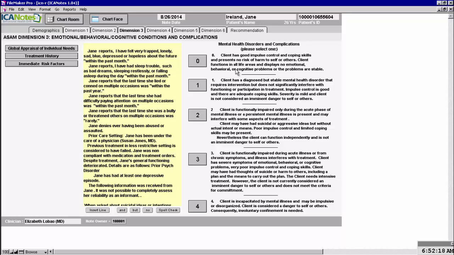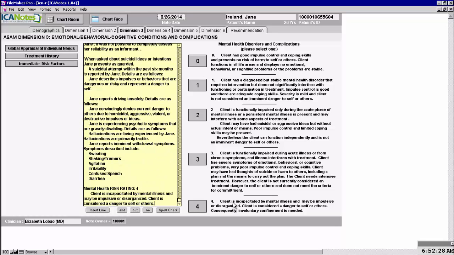We can come over here, and there is a mental health disorders and complications scale that we can put in here. Starting at 0, once again, if this patient has good impulse control and coping skills, they would be at a 0. I'm going to come down here and select number 4 for our patient here. Patient is incapacitated by mental illness and may be impulsive or disorganized. Client is considered a danger to self or others. Consequently, involuntary commitment is needed.